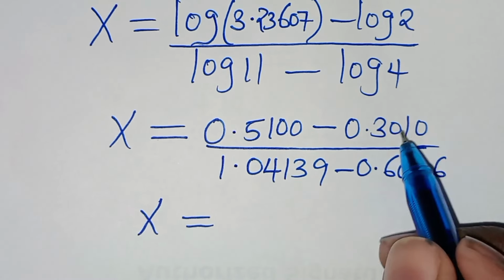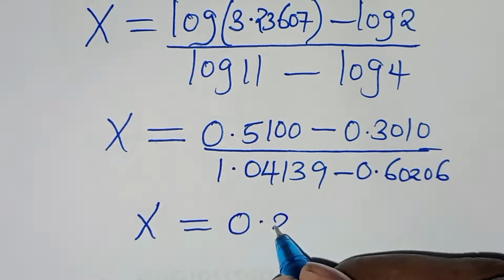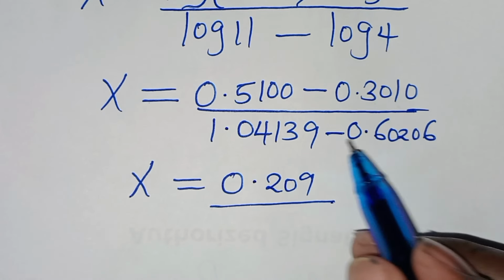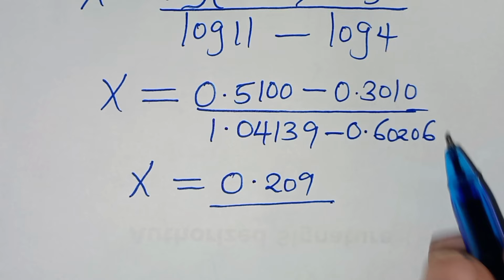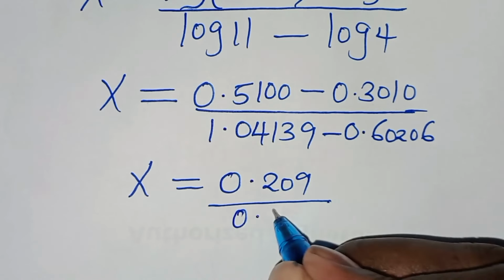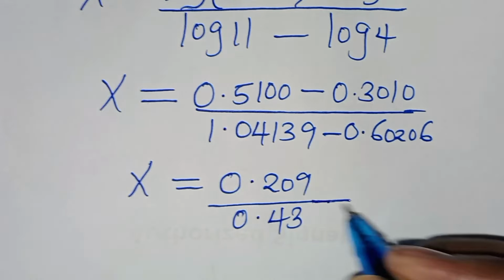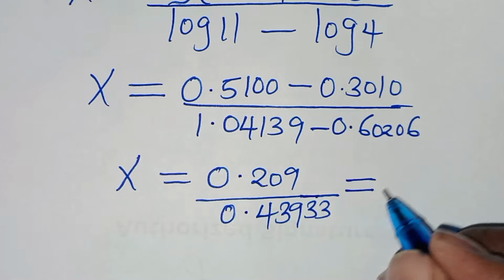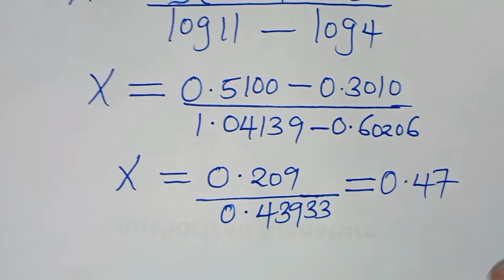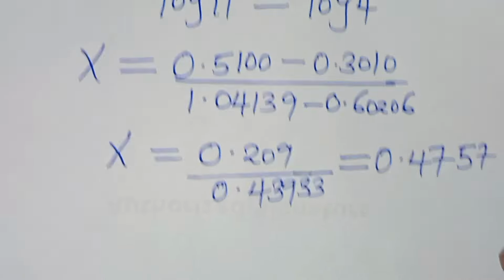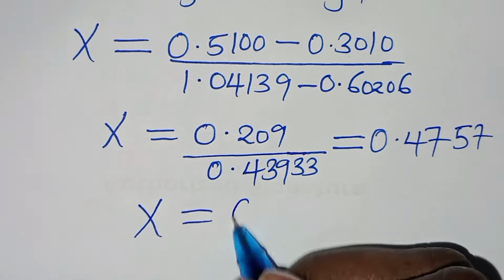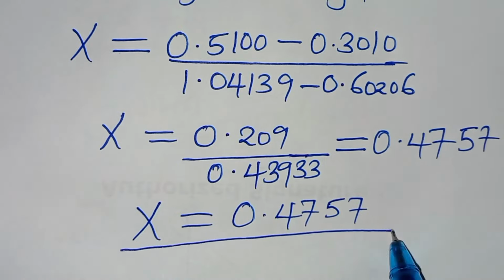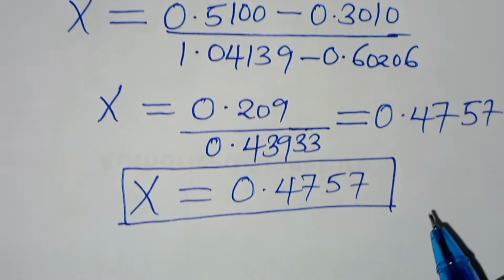And this implies that x is equal to 0.5100 minus 0.3010, this is 0.209, divided by 1.04139 minus 0.60206, this is the same thing as 0.43933, and this is equal to 0.4757. So the value of x here, we have seen, is 0.4757. This is the value of x.